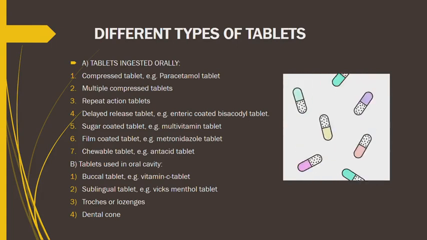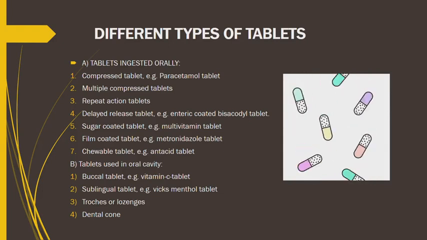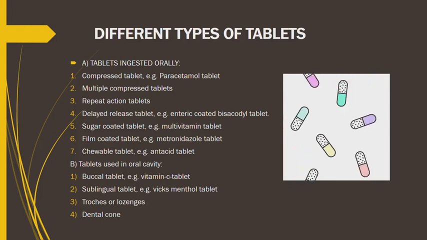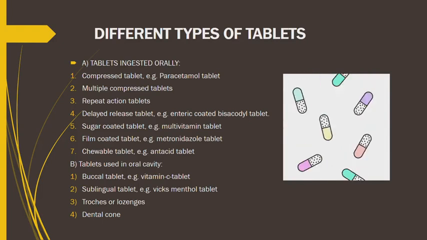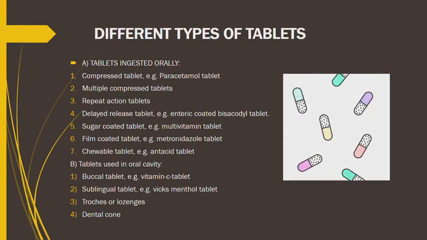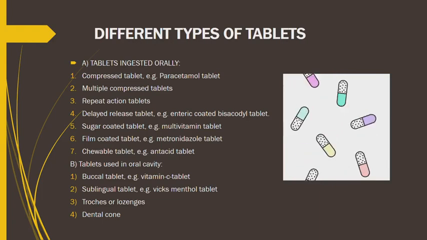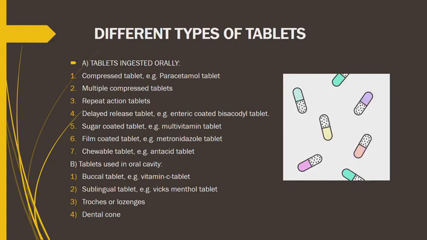Sugar coated tablets, example multivitamin tablets. Film coated tablets, example metronidazole tablet. Chewable tablets, example antacid tablets. Second category is tablets used in oral cavity. First is buccal cavity, example vitamin C tablet. Second is sublingual tablet, example Vicks and menthol tablet.